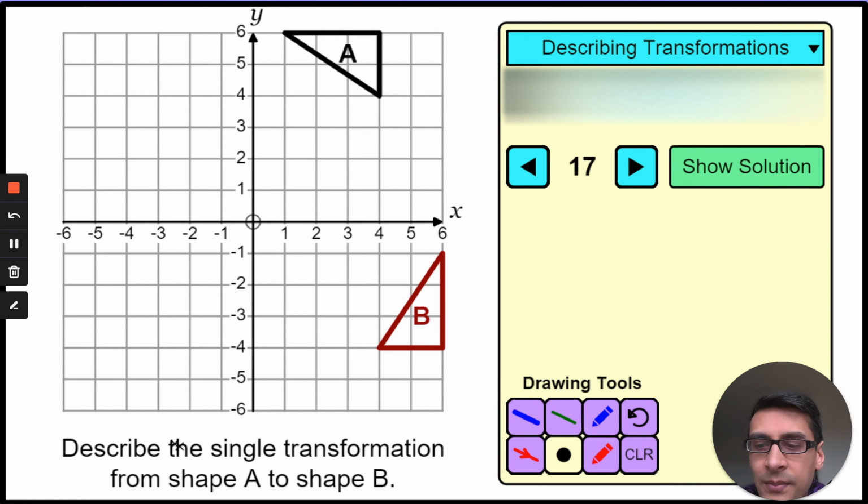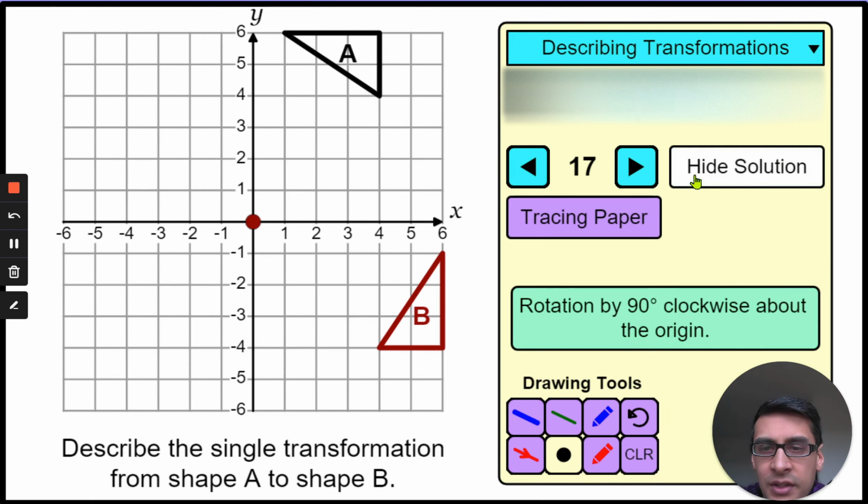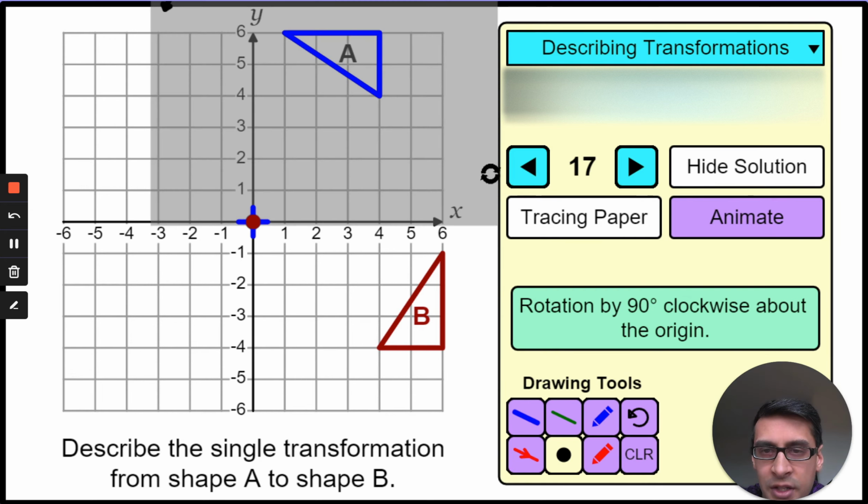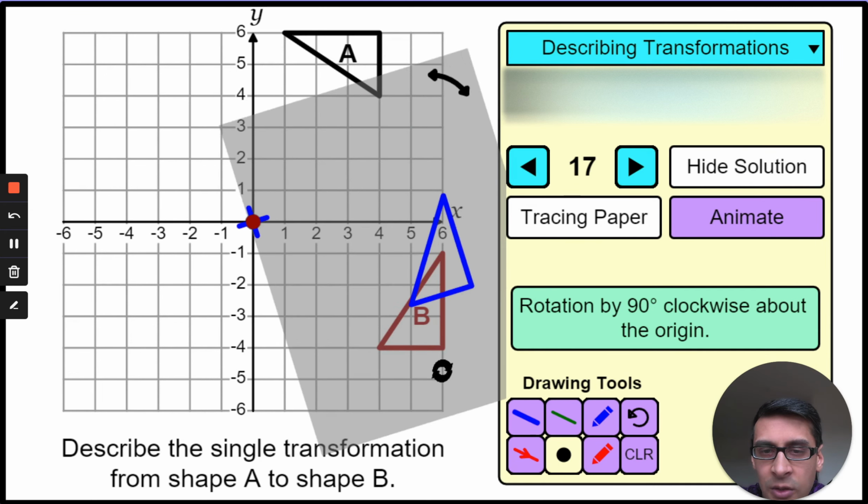Question 17. Describe the transformation from A to B. So this is looking like a rotation. So use some tracing paper. Your center of rotation, probably somewhere here would be sensible to try. And you can see it happens to be around the origin. We're going to rotate it clockwise.